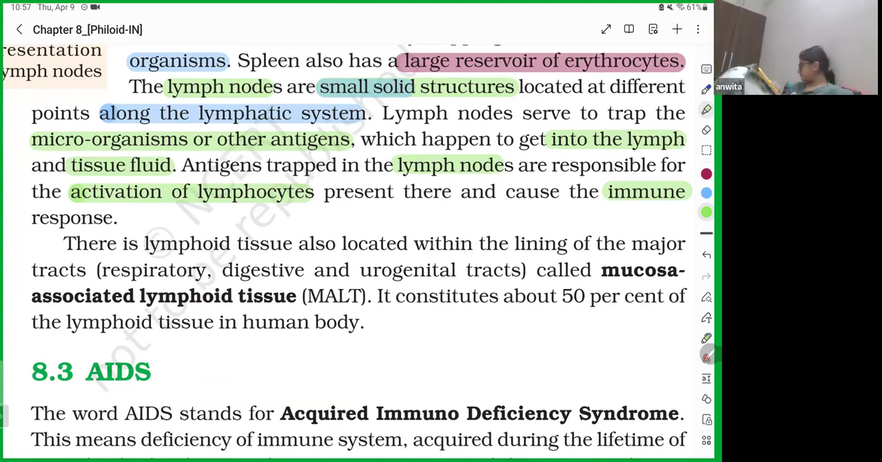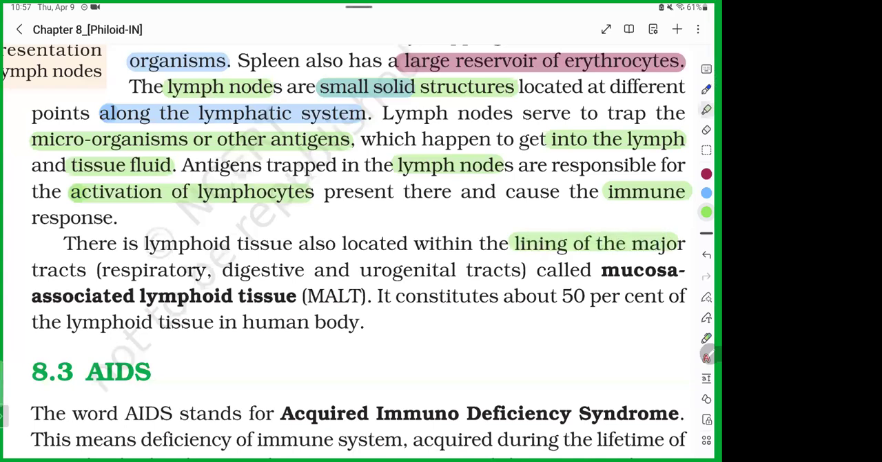There is lymphoid tissue located within the lining of the major respiratory tract, because we have mucus there; the digestive tract, we have mucus here; and the urogenital tract, we have mucus there. Because they have mucus, it is MALT, mucus associated lymphoid tissue. And because in these three systems the maximum number of organisms can enter, they form 50% of the total lymphoid tissue in the human body. These three: respiratory tract, digestive, and urogenital.